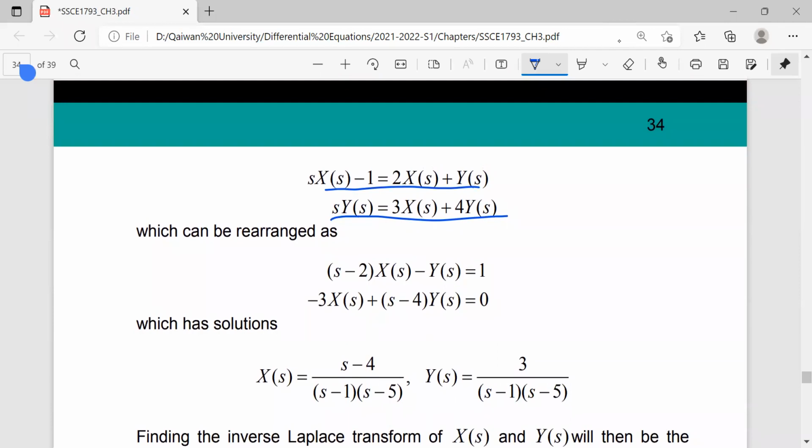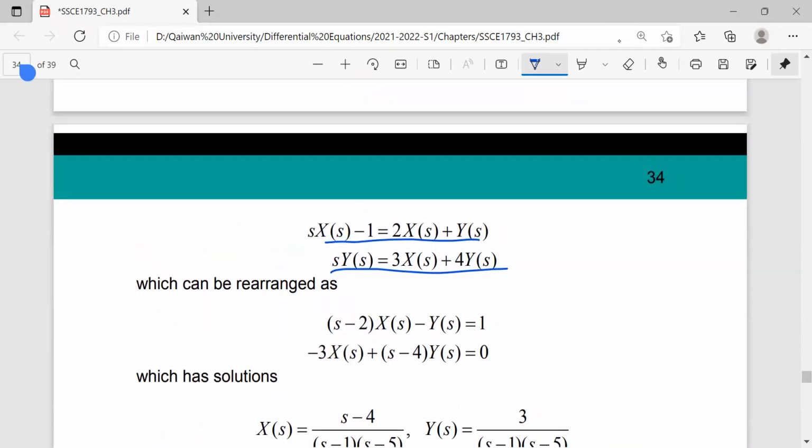Now we rearrange again. We put all the terms without X of s and Y of s on the right hand side. Here we have this negative one, we move it to the right hand side, but here we have 2 X of s plus Y of s, and we move it to the left hand side. And here we have X of s, and here we have X of s. We take X of s as the common factor, and we get s minus 2.